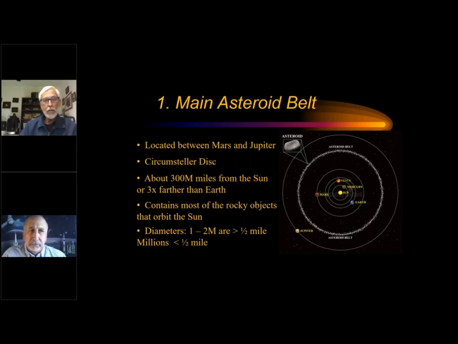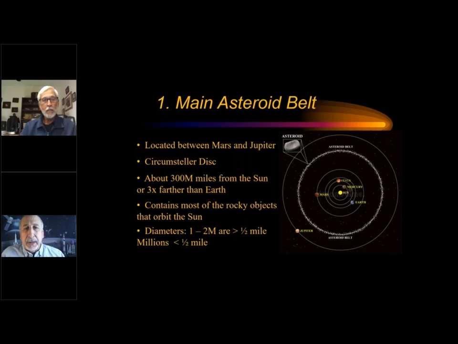So the main asteroid belt is where the rocky objects and the metallic objects live because it's fairly close to the sun and it's no place for a snowy ice ball to exist. So anything that's volatile would have been stripped away from that a long time ago. So there are estimated to be about 1 to 2 million asteroids that are larger than half a mile, and many millions that are less than half a mile.